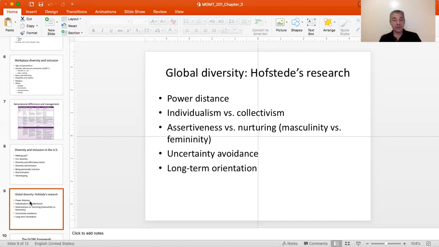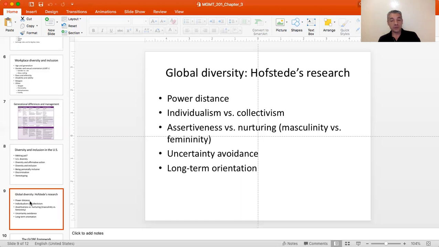Masculinity versus femininity, those are the original terms. They are now replaced with assertiveness versus nurturing. Basically it tells you if in a certain culture, I guess, the outcome is more important than the process. So cultures that are result oriented, goal oriented, where you are ready to do whatever it takes to get to the result, those are the masculine cultures. Now they're called assertive.